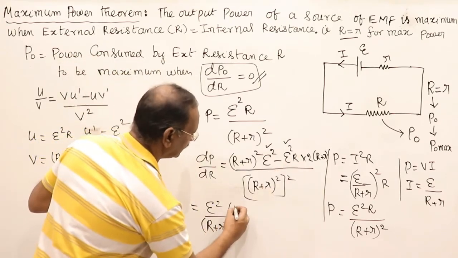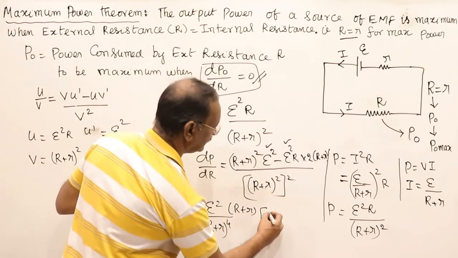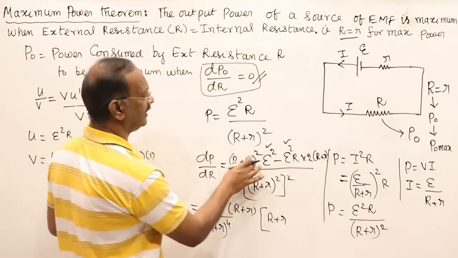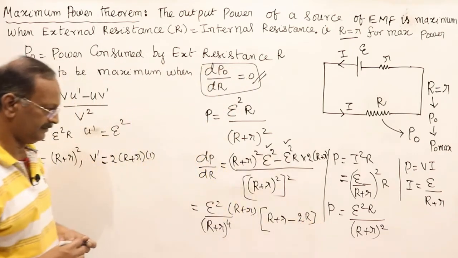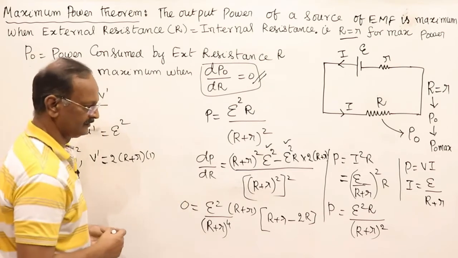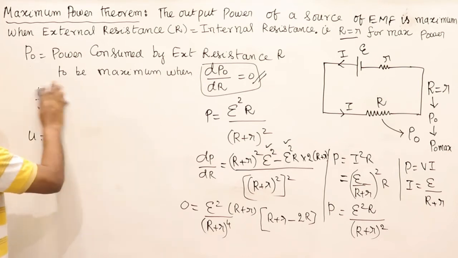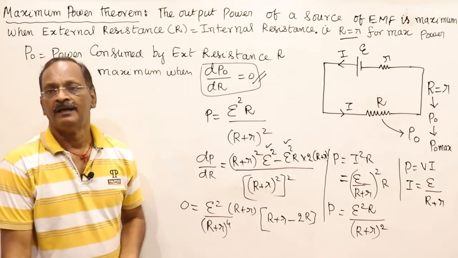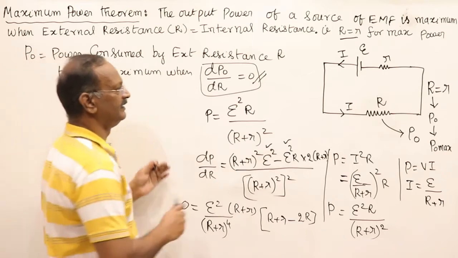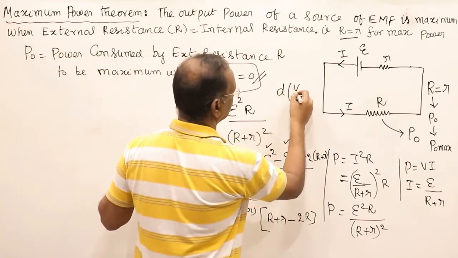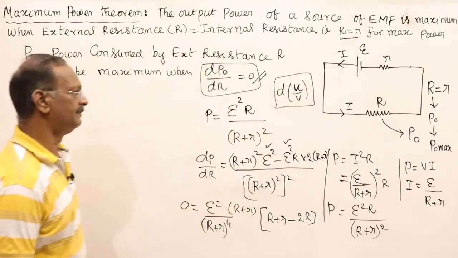Then we can take one R plus R also out. So this equation becomes R plus R, and what is left out is 1 into R plus R minus 2 into R. This is only left out, which is equal to 0. So now, after seeing this equation, this is simple differentiation. This has been taken in the basic mathematics for physics. For differentiation, how to take the u by v formula, that is, the derivative of this form u by v, is already explained in the basic mathematics for physics.